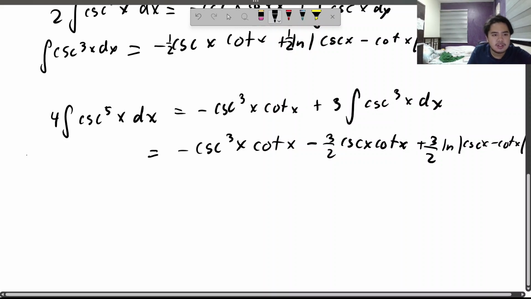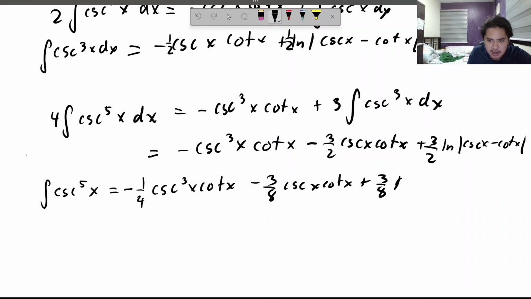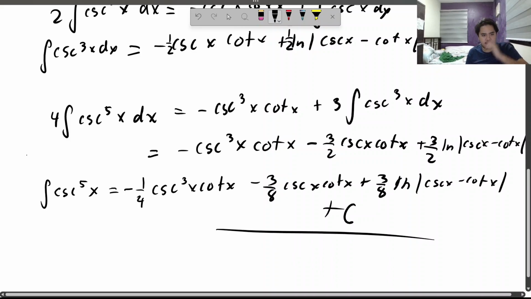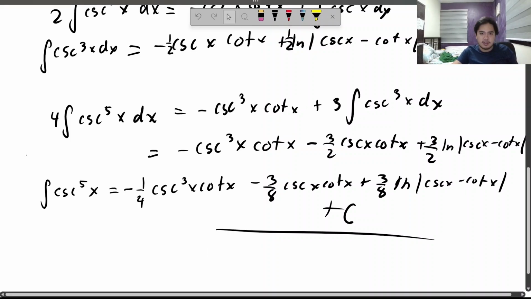There we go. There's still 4 here, so we need to multiply by 1/4 on both sides. And finally, the answer is negative 1/4 cosecant cube x cotangent x minus 3 over 8 cosecant x cotangent x plus 3 over 8 ln of cosecant x minus cotangent x. Let's see, and that is the answer. Wow, so long, right? That's what you do with that one.